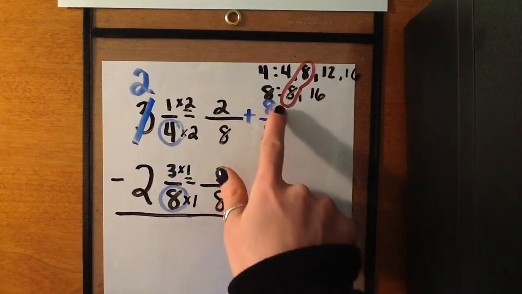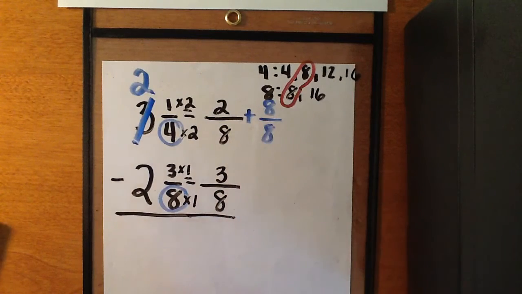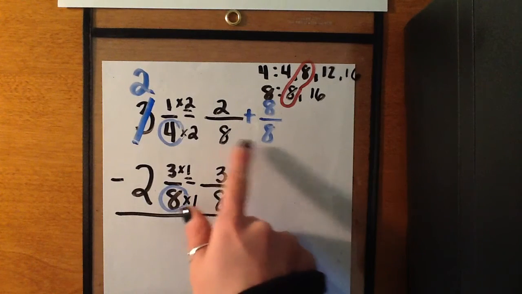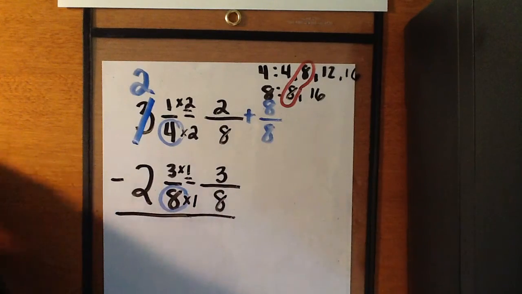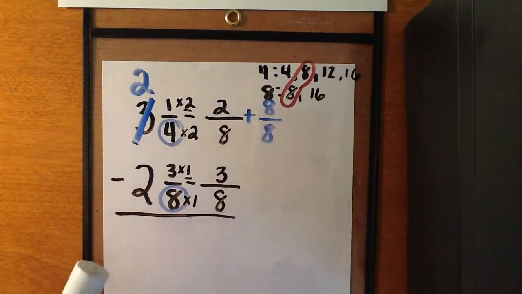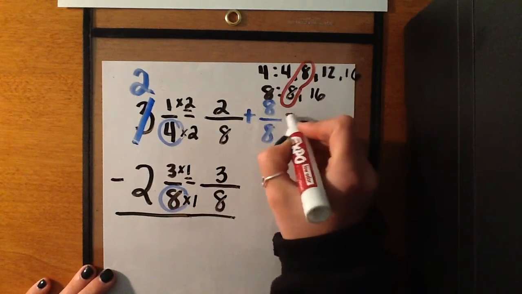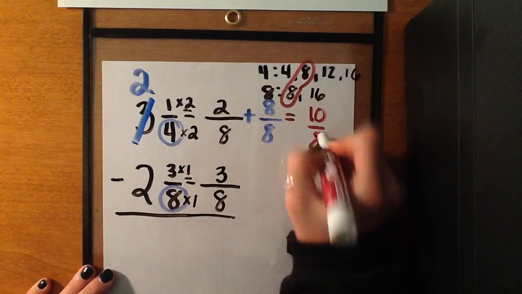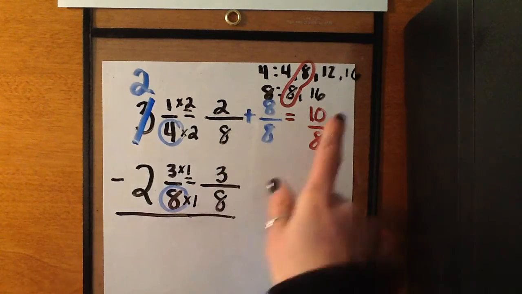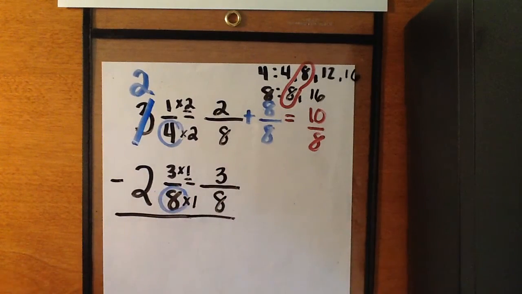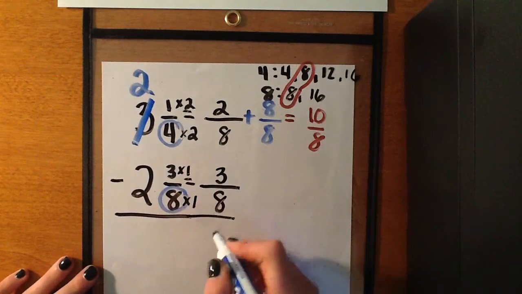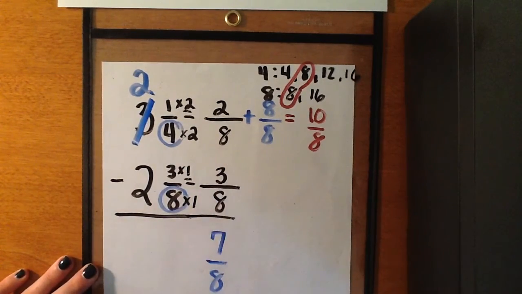That is a whole, because 8 divided by 8 is 1. I'm not going to add 4/4 or 5/5 or 6/6, because I want to be able to add up these denominators. They're the same now. So, let's see. I'm going to go 2/8 plus 8/8. And I know that that's going to be 10/8. Can I now subtract 10/8 minus 3/8? Yes, I can. 10/8 minus 3/8 is 7/8.